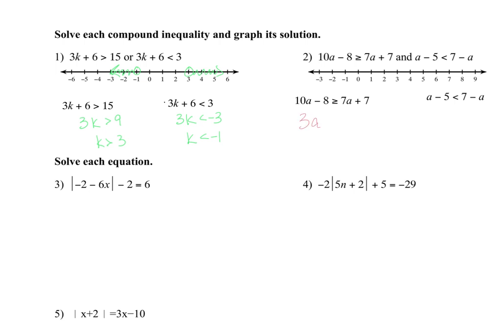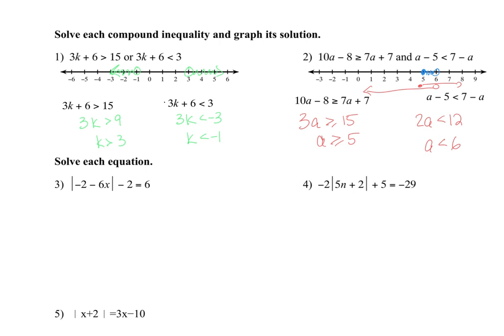And so we're moving our variables to one side, we're moving our numbers to the other and dividing. Same thing with this one. So we have a is less than 6, goes this direction, and greater than or equal to 5, which goes this direction. And so when I put that on the graph, I only include the part where they overlap. And so that's what that is going to look like.